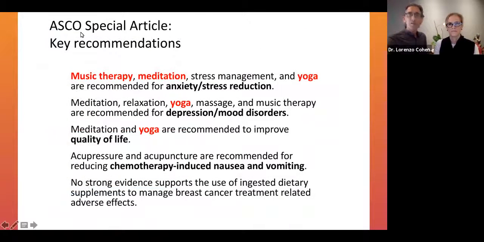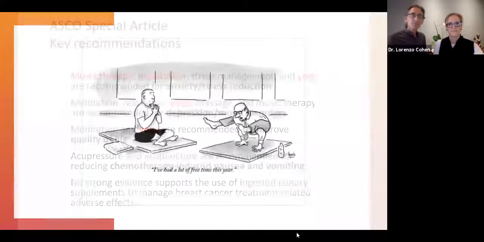ASCO, the American Society of Clinical Oncology, also recommends these different mind-body practices for anxiety and stress reduction, depression, mood, improving quality of life.